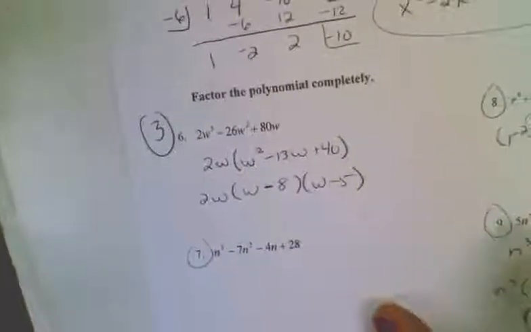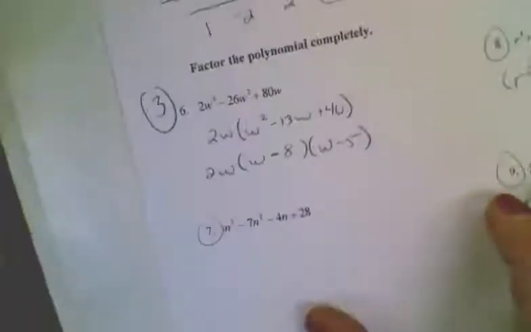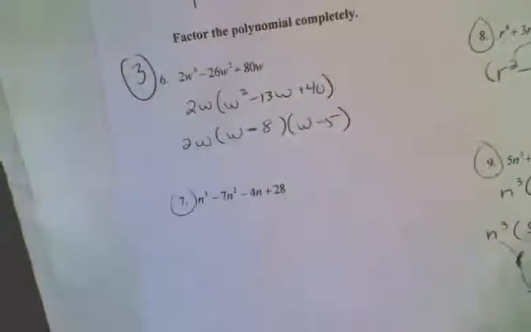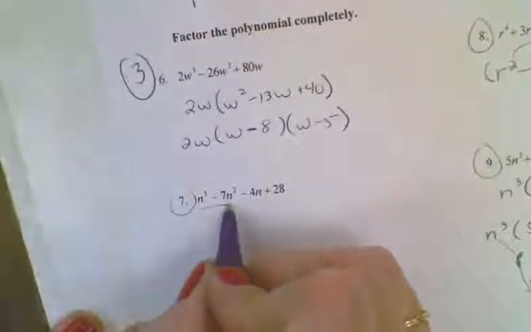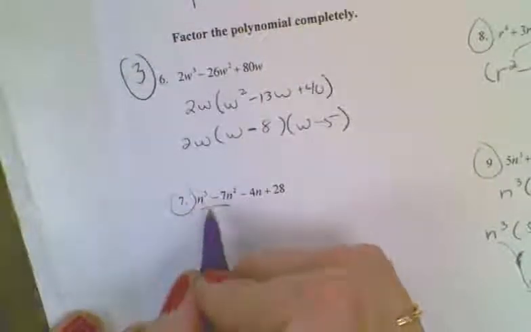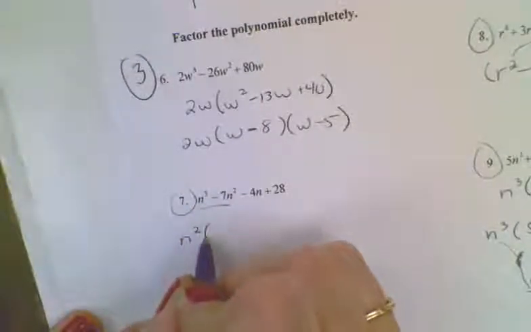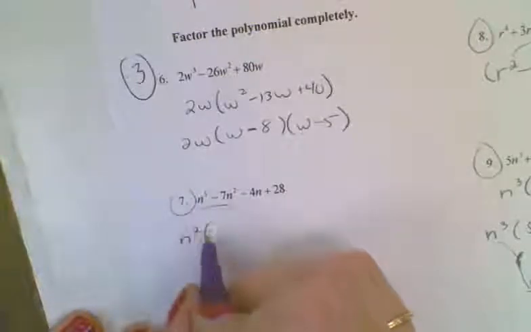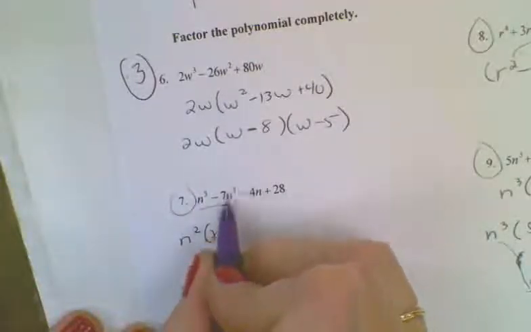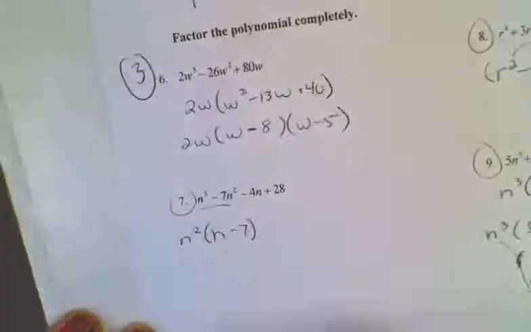All right, if they give you 4 terms, you're going to factor by grouping. It's similar to what we did for number 9: group these two together. What can you take out? Well, they both have n's. In fact, they have n squared in common. If I take those n squareds out, I'm left with an n. Here, if I take those n squareds out, I'm left with a minus 7.